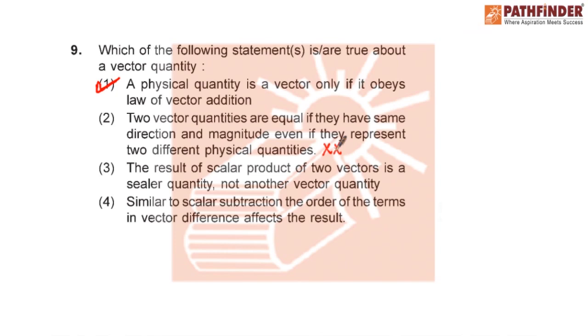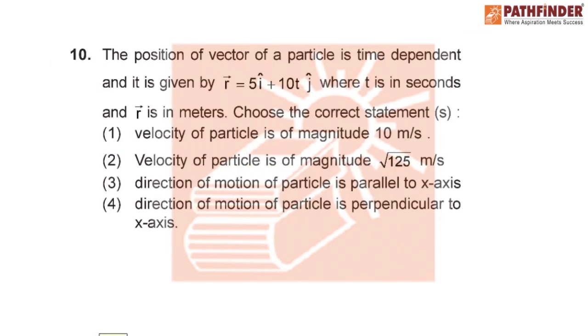The result of scalar product of two vectors is a scalar quantity, not another vector quantity. This is also correct. It should be scalar. Similar to scalar subtraction, the order of the terms in vector difference affects the result. This is also correct. So for question number 9, options 1, 3 and 4 are correct alternatives. Let us move to question number 10.